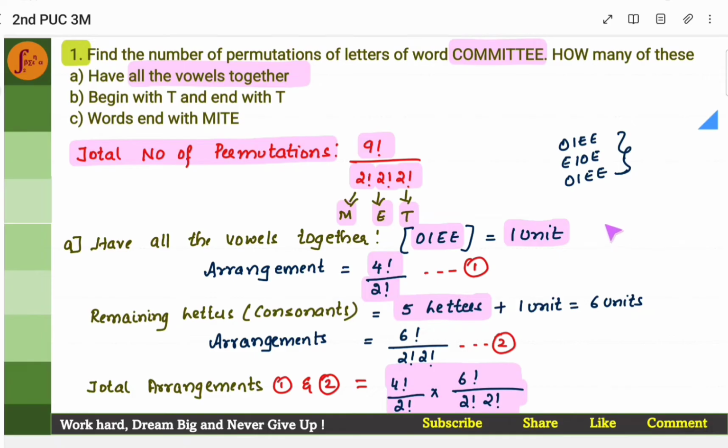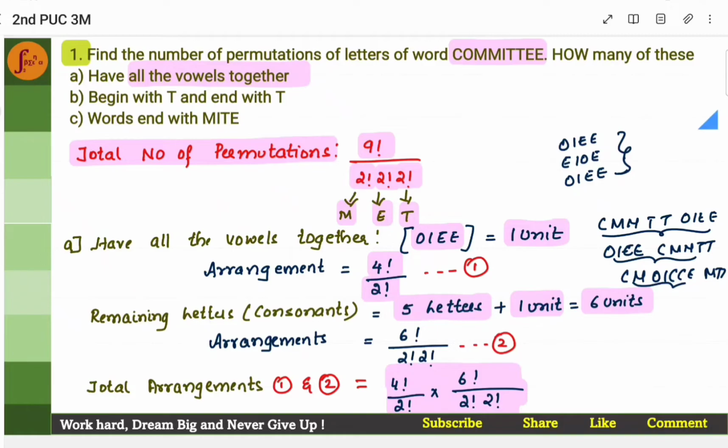For example, if I take C, M, M, T, T, I can have the vowels here like this. Then I can have O, I, E, E here, and I can have C, M, M, T, T. Then I have C, M, then I can have the vowels here, and M, T, T, something like this. So all these combinations are possible with the letters and this particular unit, right? So you have to include the vowels as 1 unit, 5 letters, so total units is 6 units. So arrangements is 6 factorial by repeated letters.